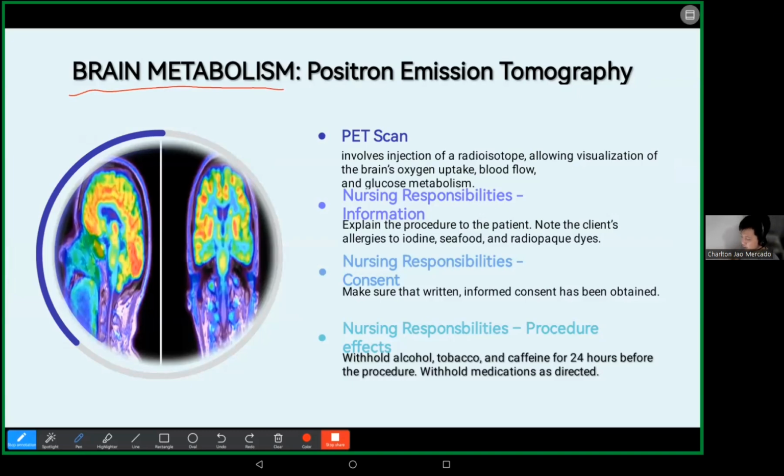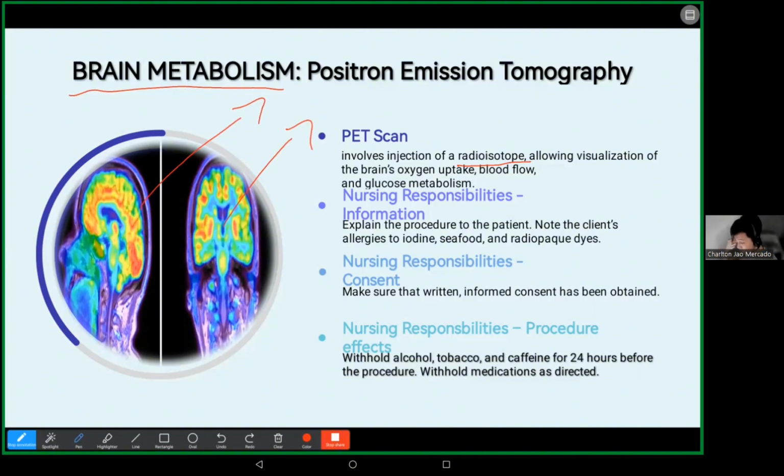Okay? So anong ginagawa natin dito? We inject a radioisotope dye and we allow the visualization of the brain's oxygen uptake, blood flow, and glucose metabolism. Ang magiging appearance niya is ganito. Parang may mga colors, no? And may mga corresponding meaning yan. Okay? Ang chine-check natin dito yung response ng brain natin when it comes to oxygen, blood flow, and glucose metabolism.